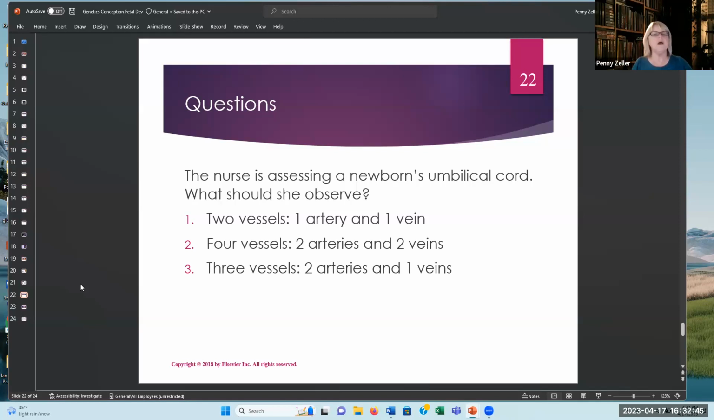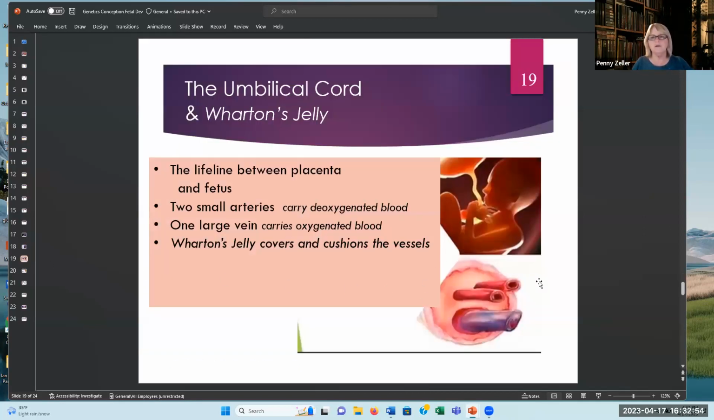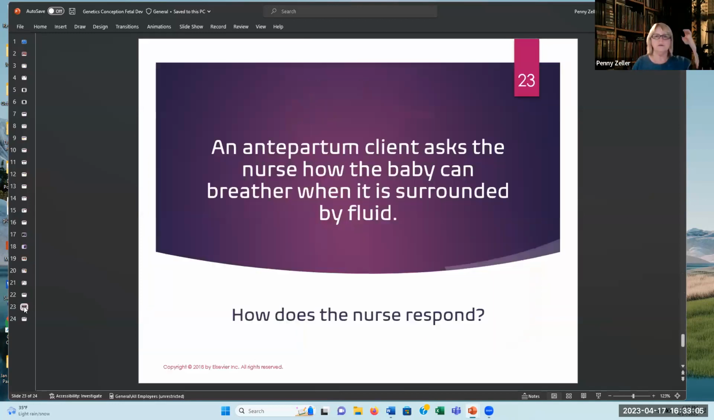Okay, 3 vessels. So there's 2 small arteries and 1 vein, right? Let me go back here, see if I can find that picture. See right here, 1 large vein with oxygenated blood and 2 little umbilical arteries. So there's 3 vessels. Okay.